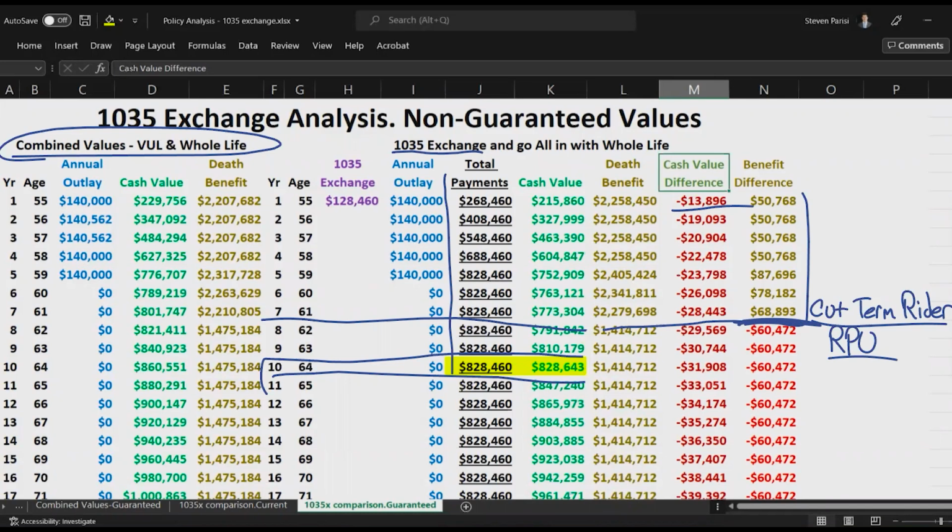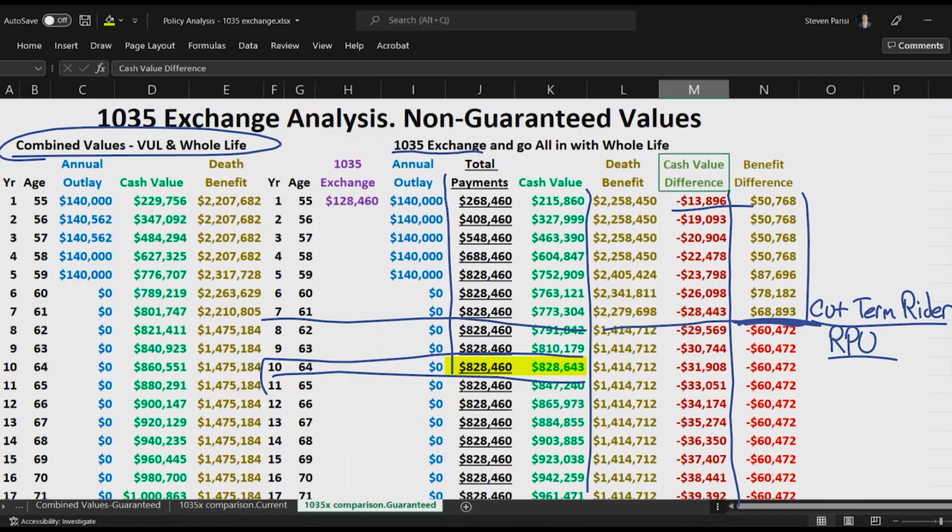So as I take a look at this guy, what do I notice? There's my values. As I look at my combined cash values, they gradually fall behind the strategy where I look at a new whole life product, but then keep my existing variable universal life product. And you can take it a couple steps further here too.